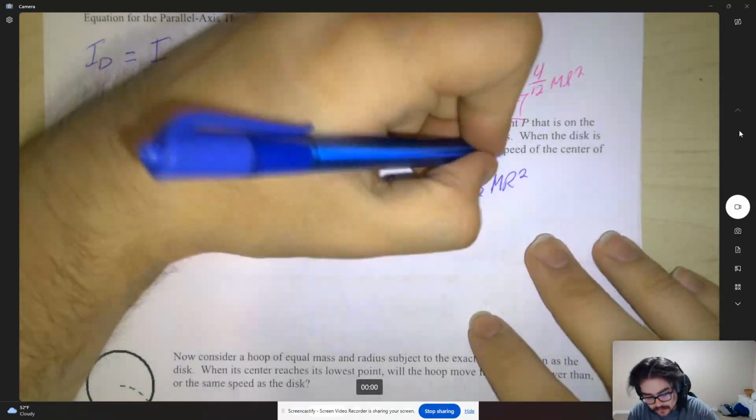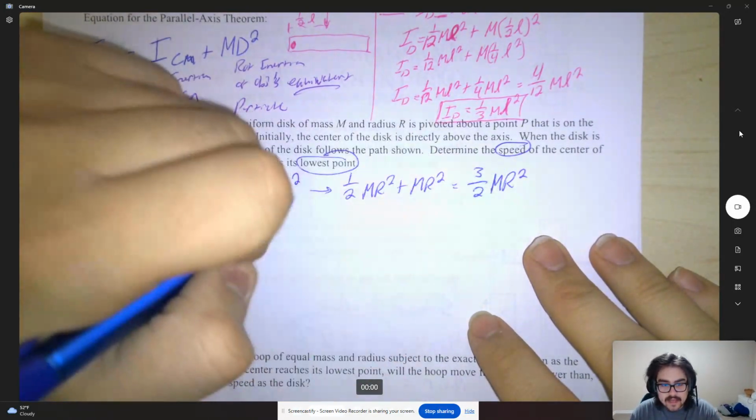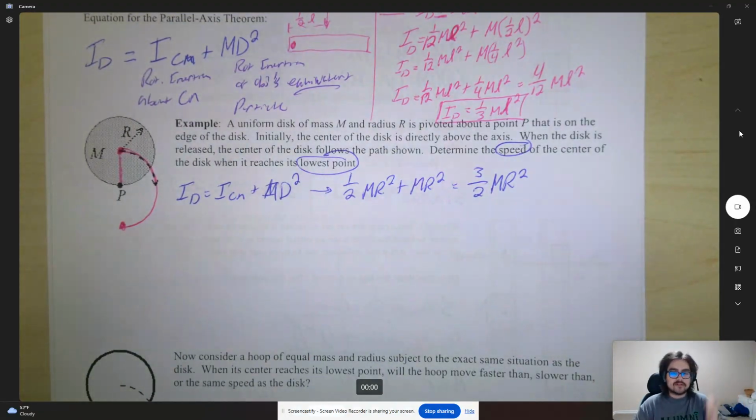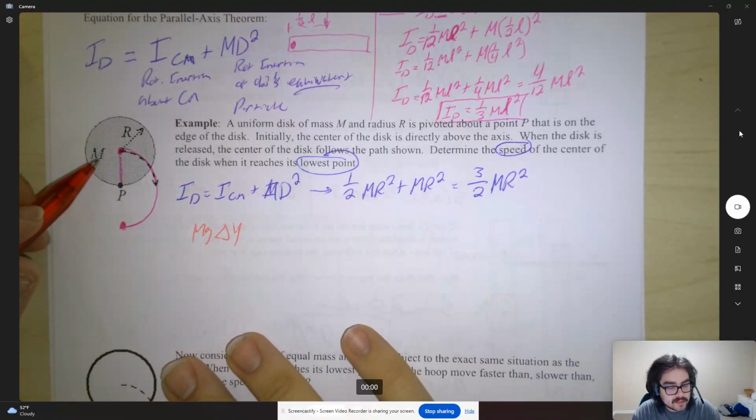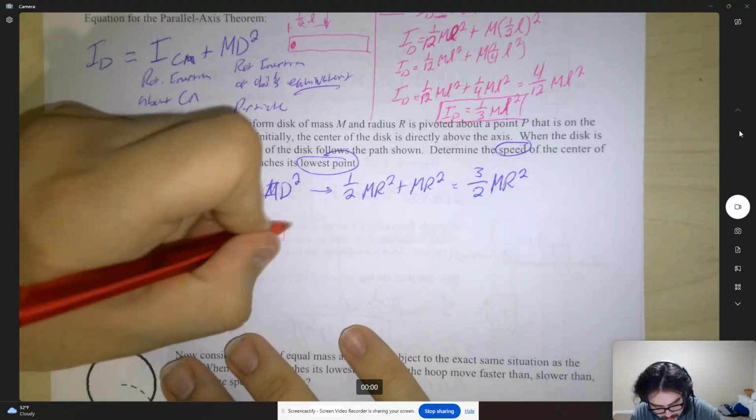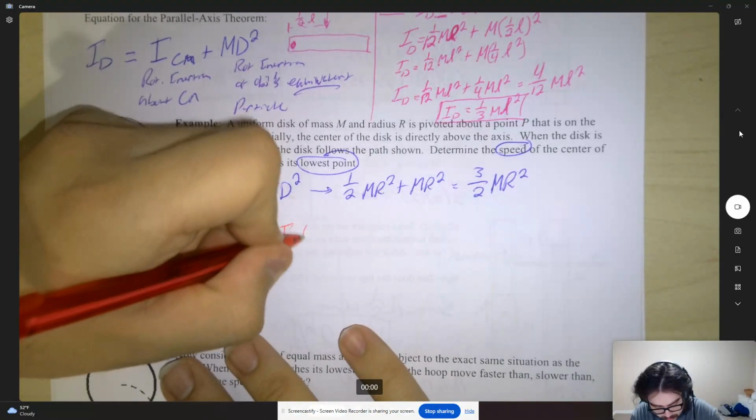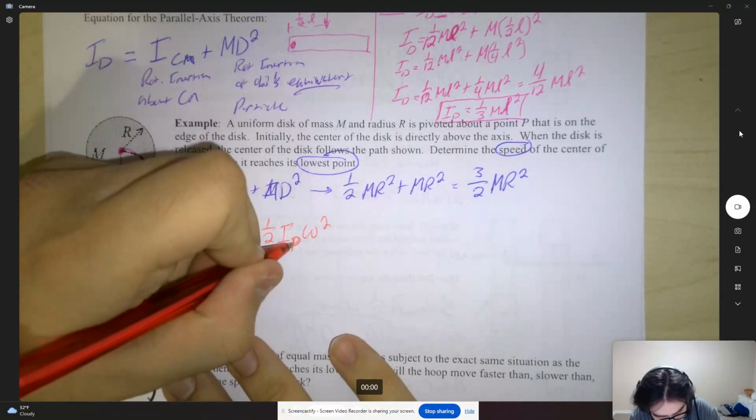It's also important to note that you've got speed and it says lowest point. So you're asked to find a velocity at a point, so you'd have to use energy transformation for this problem. When I use energy transformation, I'm going to do mg delta y, because it starts out at some height, and it's all going to turn into rotational, 1/2 I sub P omega squared, because it's about point P.